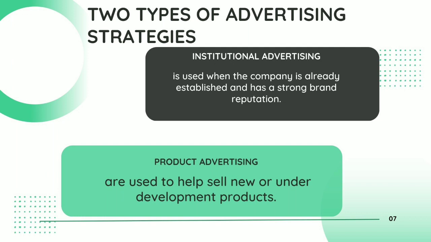The second one is product advertising, which is used to help sell new or under-development products. It is used to promote a specific product or service that the company offers. It focuses on a short-term relationship with the customer and aims to create awareness for the product or the service in a short amount of time. It can also be used to increase awareness for existing products that need more attention.